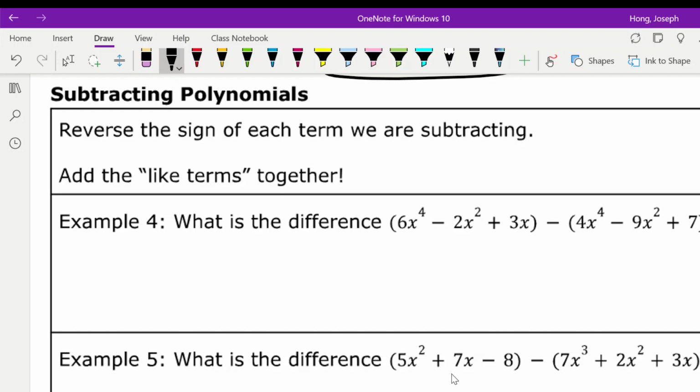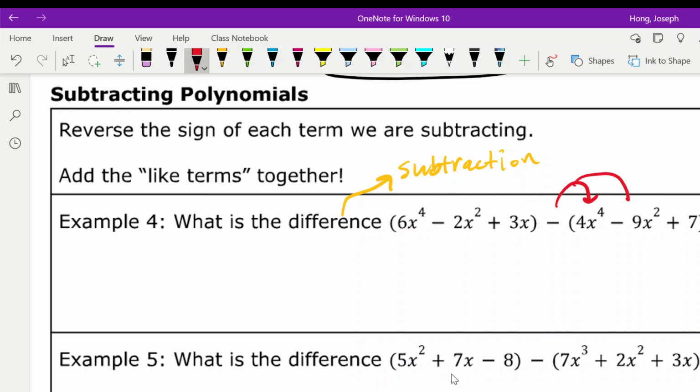Very, very easy. So reverse the sign of each term. We are subtracting. Then we're going to do the same thing that we did in our previous three questions. So what is the difference? This is talking about subtraction, or like the final result after we do subtraction. And we're going to be distributing our negative sign before we combine like terms.